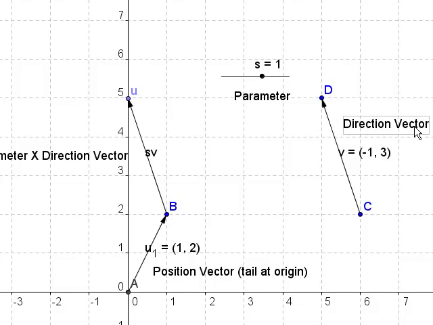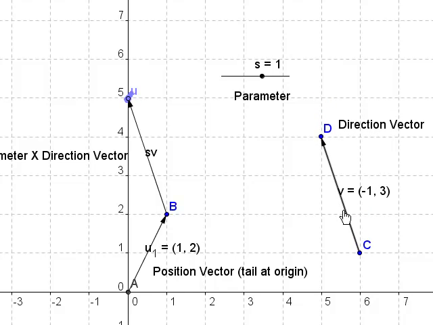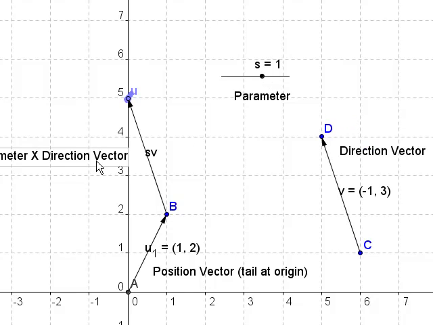The second vector is a direction vector, and this is actually my direction vector over here. And I can move it all around, that's fine. Here's my parameter s, and I can change my parameter. Finally, added to the position vector u is the direction vector times a parameter, s times v. And so this just looks like a regular linear combination of two vectors where I only have one parameter.